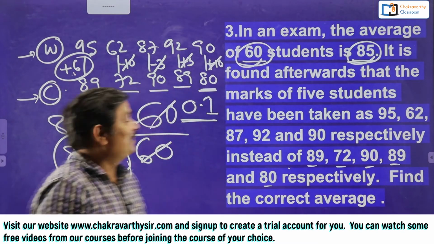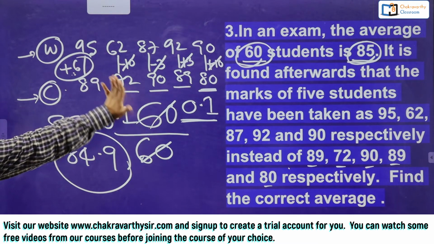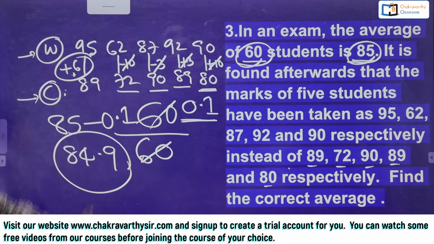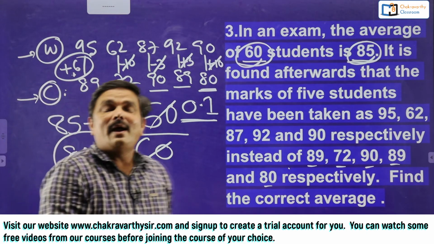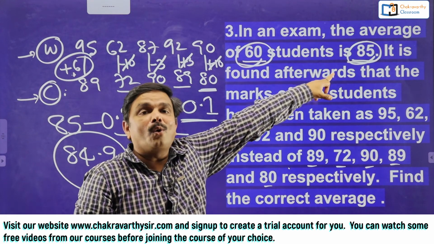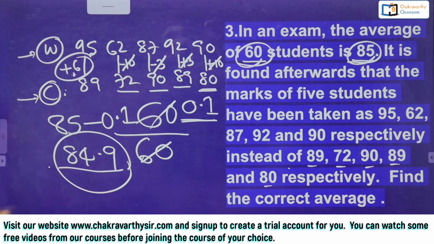Why is that the actual average? Because they have taken 0.1 more on an average, 6 marks more in total. That means on an average 0.1 more. I have to deduct that from the wrong average to get the actual average. So my answer is 84.9. Hope you understood this one. It's a simple question actually.